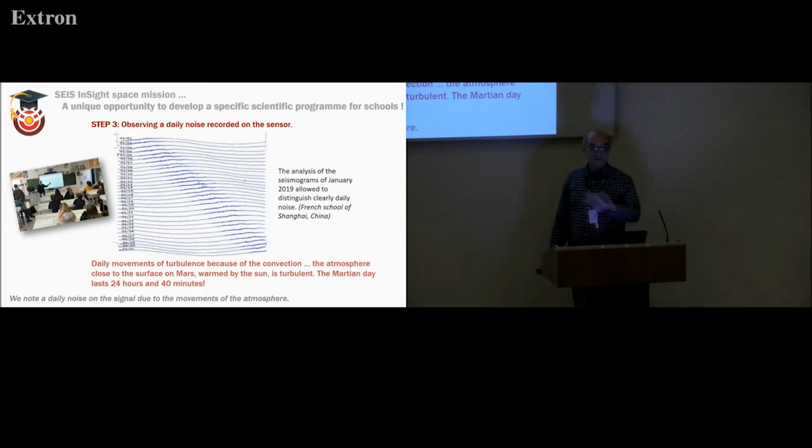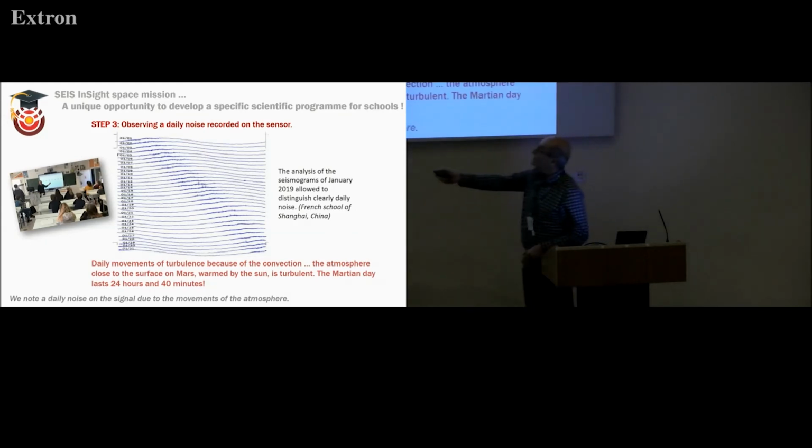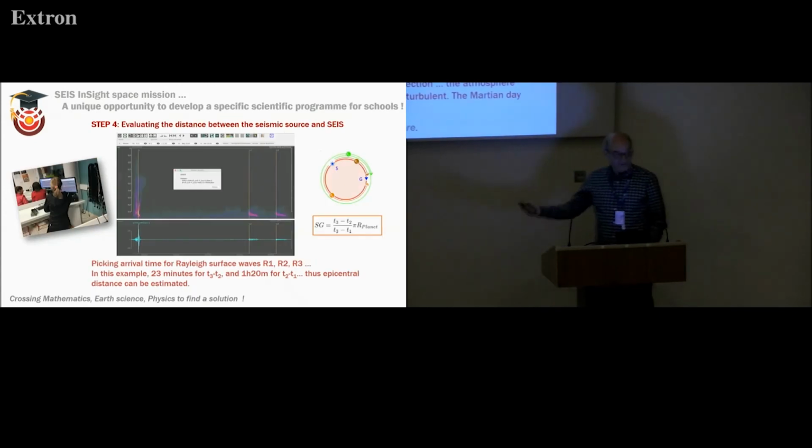It's a thermal tide, which means the sun is heating the atmosphere of Mars, and so we have noise from the turbulence of the weak atmosphere on Mars. So the students said, okay, it cannot be an earthquake, it's too long, we have this every day. Why 40 minutes? Because the day on Mars is 40 minutes longer than on Earth. And so, of course, they saw that this is not a seismic event, it's just the noise of the environment.